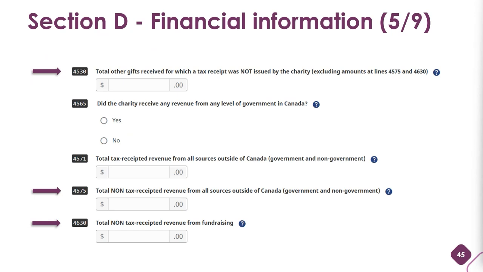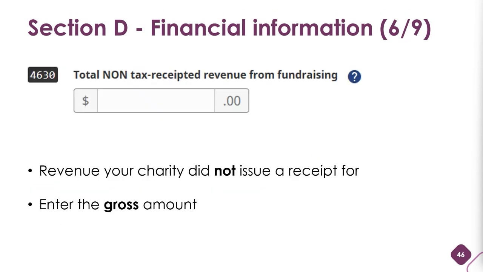Another item I'd like to highlight is revenue from fundraising at line 4630. There are two important points to note here. First, only include revenue your charity did not issue an official donation receipt for. For example, you would include any money from collection boxes here. Any donation from a fundraiser that your charity gave an official donation receipt for should be included in line 4500, which we talked about earlier. Second, enter the gross amount. Do not subtract expenditures on fundraising as part of your calculation.